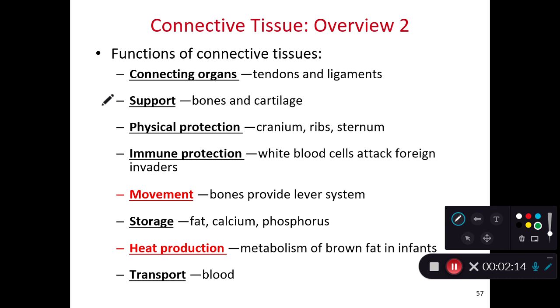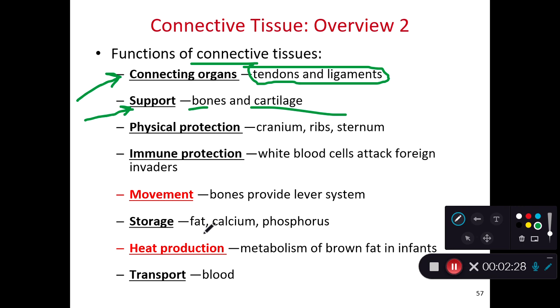So let's look at some functions in more detail. Connective tissues will connect organs, as the namesake implies. In particular, connective tissues make up tendons and ligaments within our bodies. We also get support in terms of bones and cartilage. Connective tissues will come as physical protection. We have our cranium, our skull, to protect our brain, and our rib cage to protect our lungs and our heart.